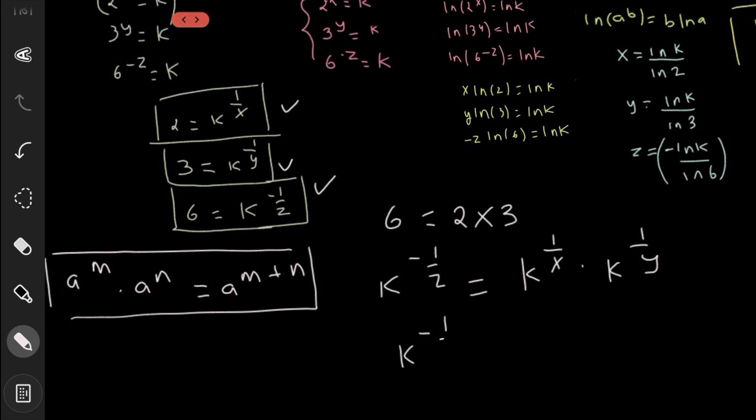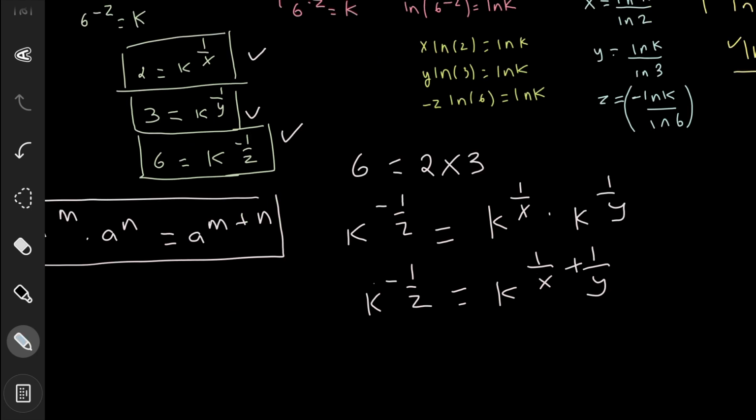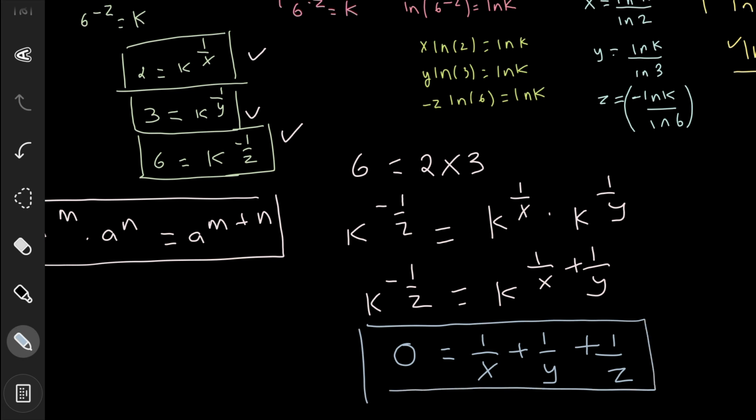So k to the power negative 1 upon z equals k to the power 1 upon x plus 1 upon y. Now we can see that the bases are same on both of the sides, hence we can compare the powers. Therefore negative 1 upon z would be equal to 1 upon x plus 1 upon y. I will simply add 1 upon z on both of the sides. So the left hand side will turn out to be 0, and on the right hand side we will have 1 upon x plus 1 upon y plus 1 upon z, and that's the answer that we were looking for.